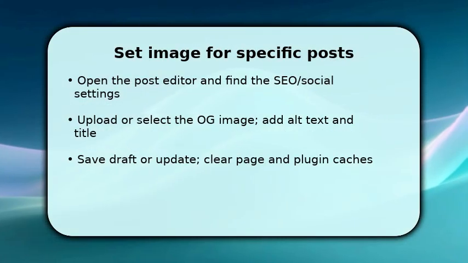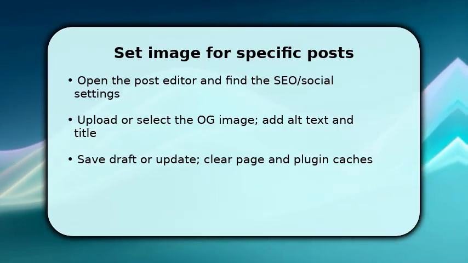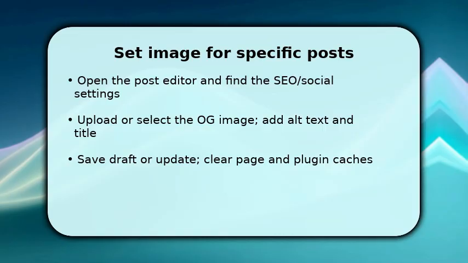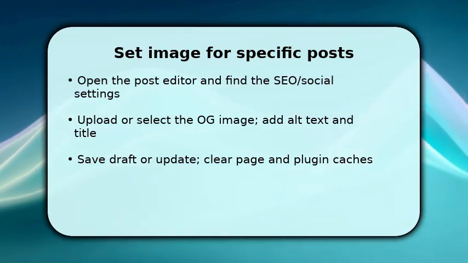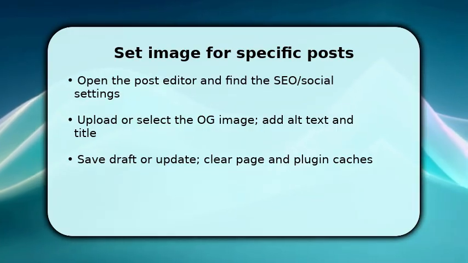You now set the preview for individual posts so social platforms pull the right image. In the post editor, scroll to the SEO or social tab and choose the Facebook or Twitter image slot. Upload or pick your prepared file and add descriptive alt text to help accessibility in platforms.